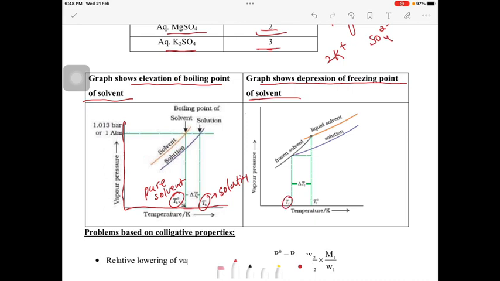Here TF is the freezing point of the solution. TF naught is the freezing point of the pure solvent. The difference is delta TF. Here the difference is delta TB.